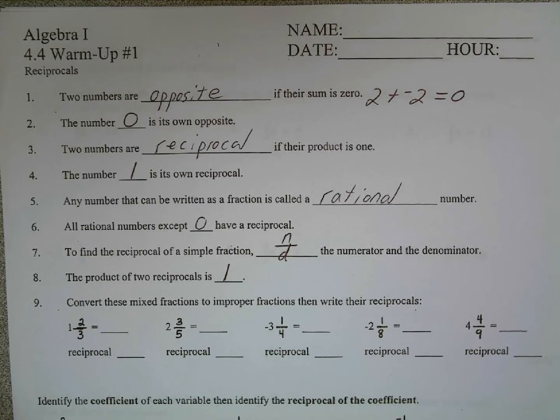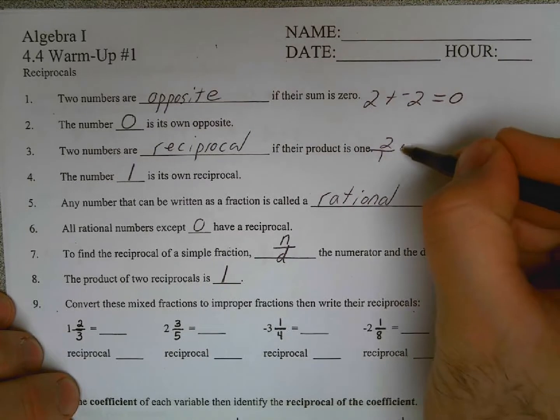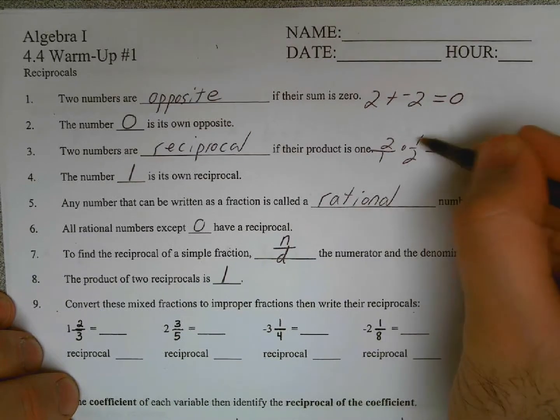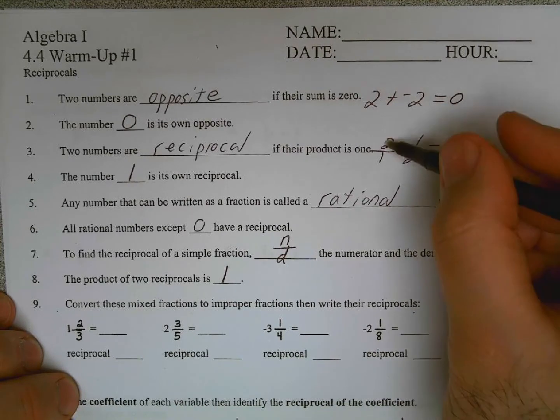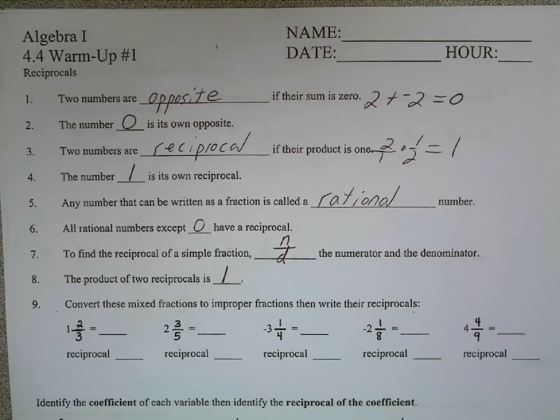Two numbers are reciprocals if their product is 1. So 2 over 1 times 1 over 2, those are the flip fractions. If I multiply those, 2 times 1 is 2, 1 times 2 is 2, 2 divided by 2 is 1. So two numbers are reciprocals if the product is 1.